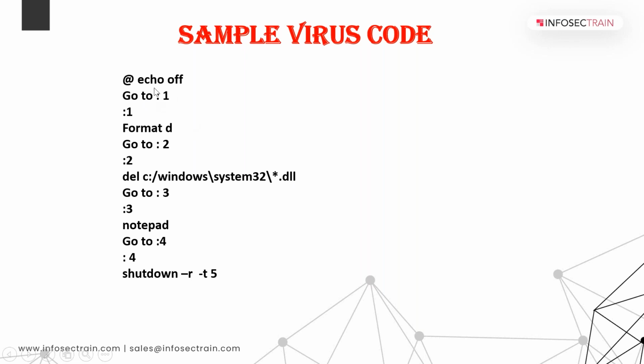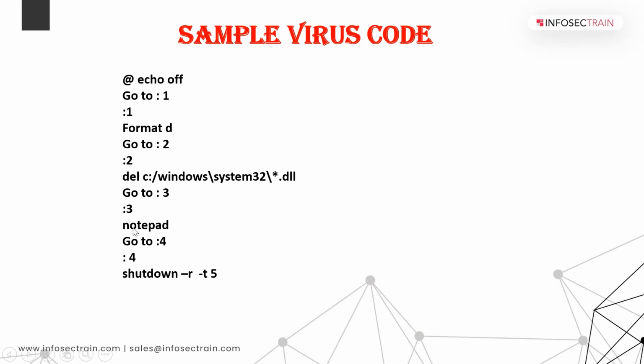I will type it in Notepad and I will save that particular file with the .bat extension, and I will send it to the victim through mail or through USB anyway. Whenever the user clicks on this .bat file, go to step 1. At step 1, what will happen? It will format the D drive, and go to step 2. It will delete all the DLL files inside System32, and go to step 3.